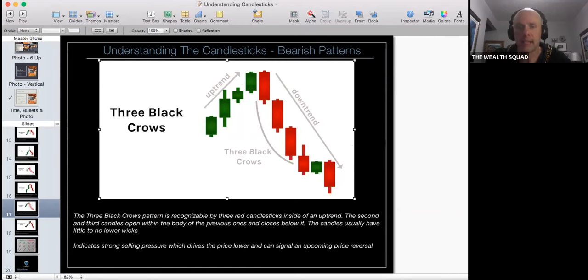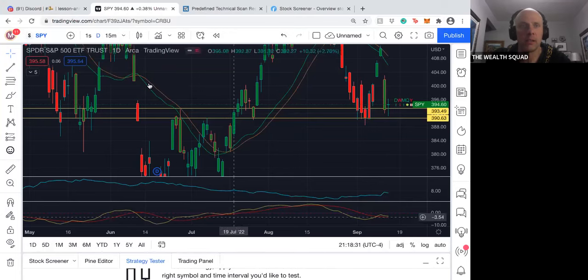Solio, I was looking at SPY on the day chart, not a 4-hour chart. See, it says the day chart.